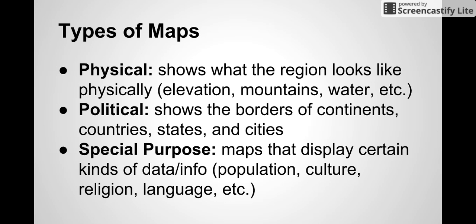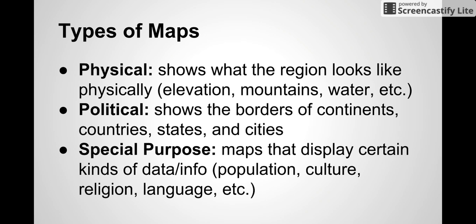One is called a physical map, which shows what the actual area or region looks like physically. Elevation, that means how high or how low the ground is. Mountains, hills are higher elevation, and the plateaus and the areas that are below sea level, those are low elevation. A physical map will show where mountains are located, where water like lakes and oceans, rivers are located.